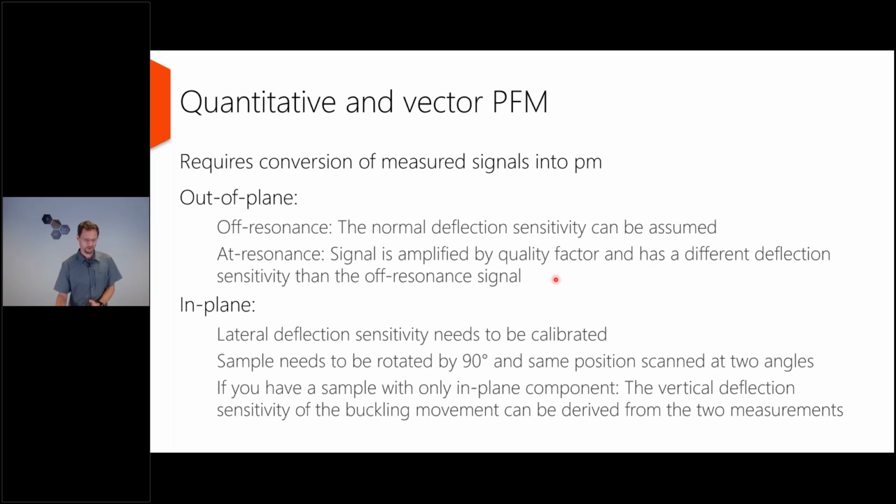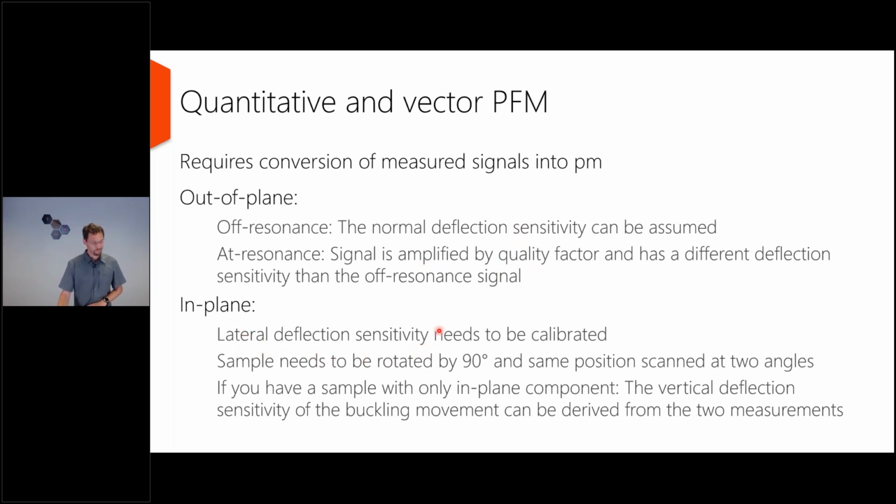One way to quantify here would be to have the same sample measured both off resonance and in resonance, and then get the product of the quality factor and the deflection sensitivity out of that. Because if you have the same material and the same amplitude, you know from this measurement what the amplitude is in picometers, and then you can try to convert this signal by the same factor, or you can use the correction factor between the two.